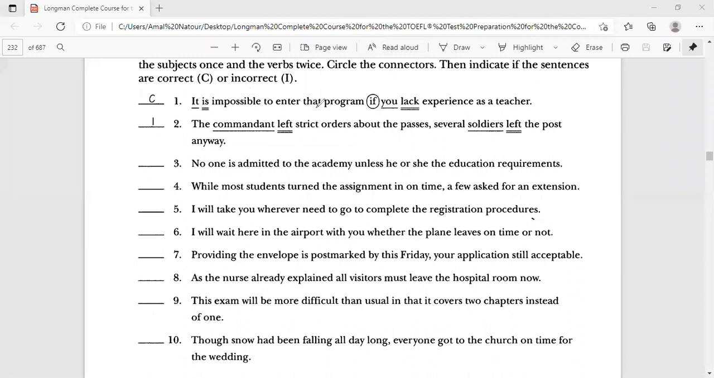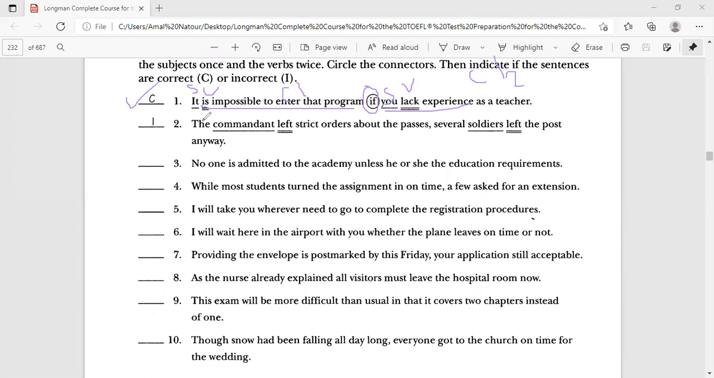It is impossible to enter that program if you lack experience as a teacher. It is the subject, is is the verb, you is the subject, lack is the verb, and the connector is in the middle. This is a correct sentence, because this is clause number 1 and clause number 2, and there is a connector that connects these two clauses and is not followed by a comma.